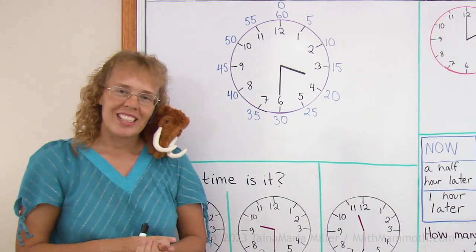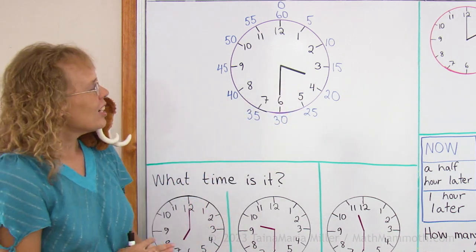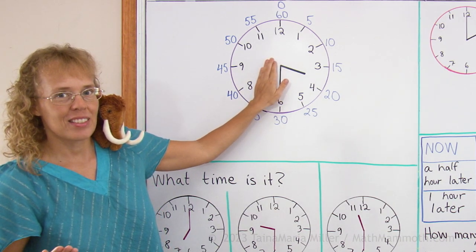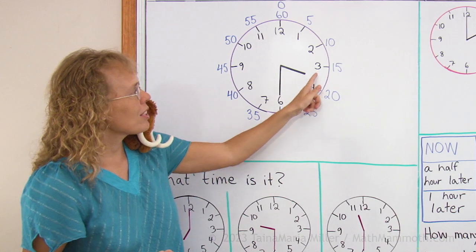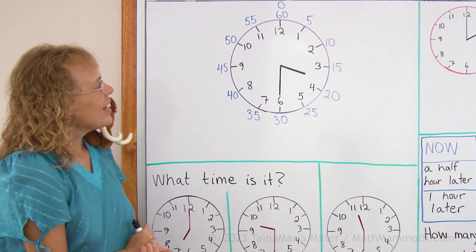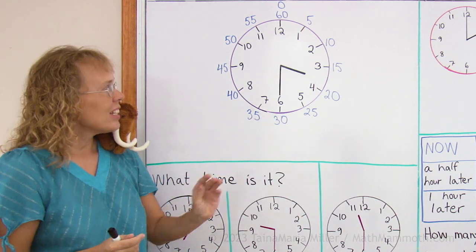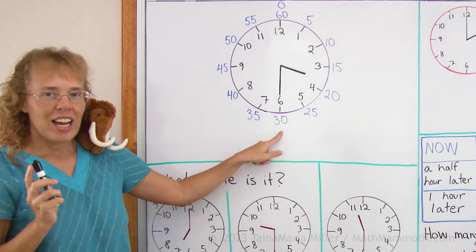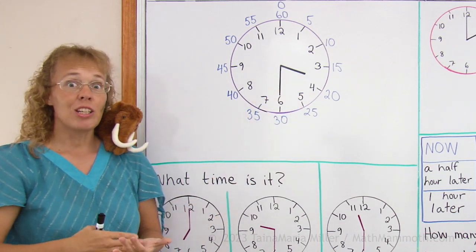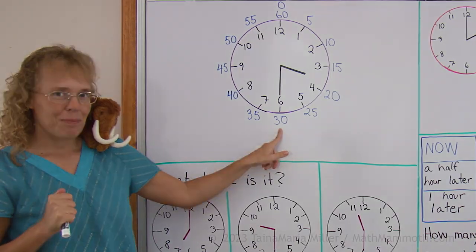We have already studied how to read the clock for the hour hand, for the whole hours and half hours. So if you ignore this minute hand, what time is it? You should be able to tell. See, it's halfway between 3 and 4. It is half past 3, right? And we can see, now that the minute hand is added in, it is pointing to 30. So actually this is 3 hours and 30 minutes. For the hour hand, it is 3 full hours, and then the half hour too. For the minute hand, it is 30 minutes.